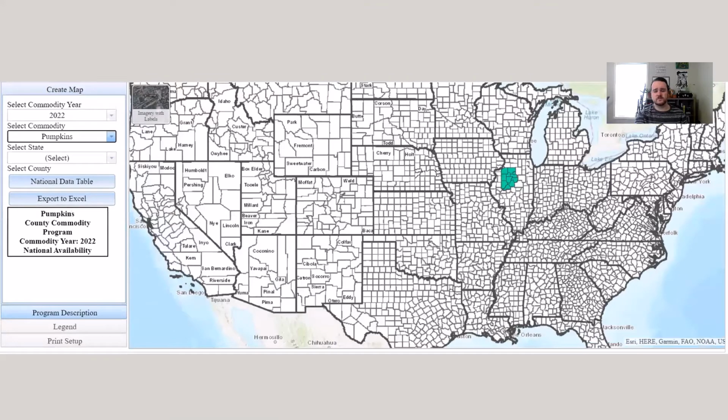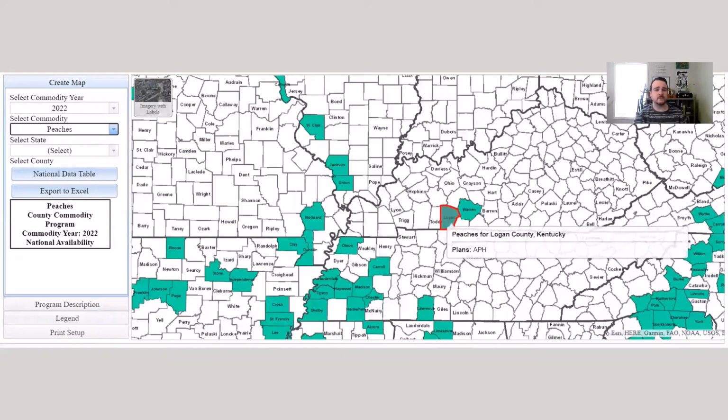So pumpkins, those are something you see in the fall everywhere, and there's tons of growers in each county. However, there's only a few counties in Illinois in the whole US that have MPCI for pumpkins. And finally, there's peaches. So this was the only one I was easily able to find that had coverage in Kentucky, and you can see it's only 2 counties. It's Warren and Logan counties. And so you can see that's why I chose Logan for our example, because I am going to go through the price estimator with Logan County on peaches.